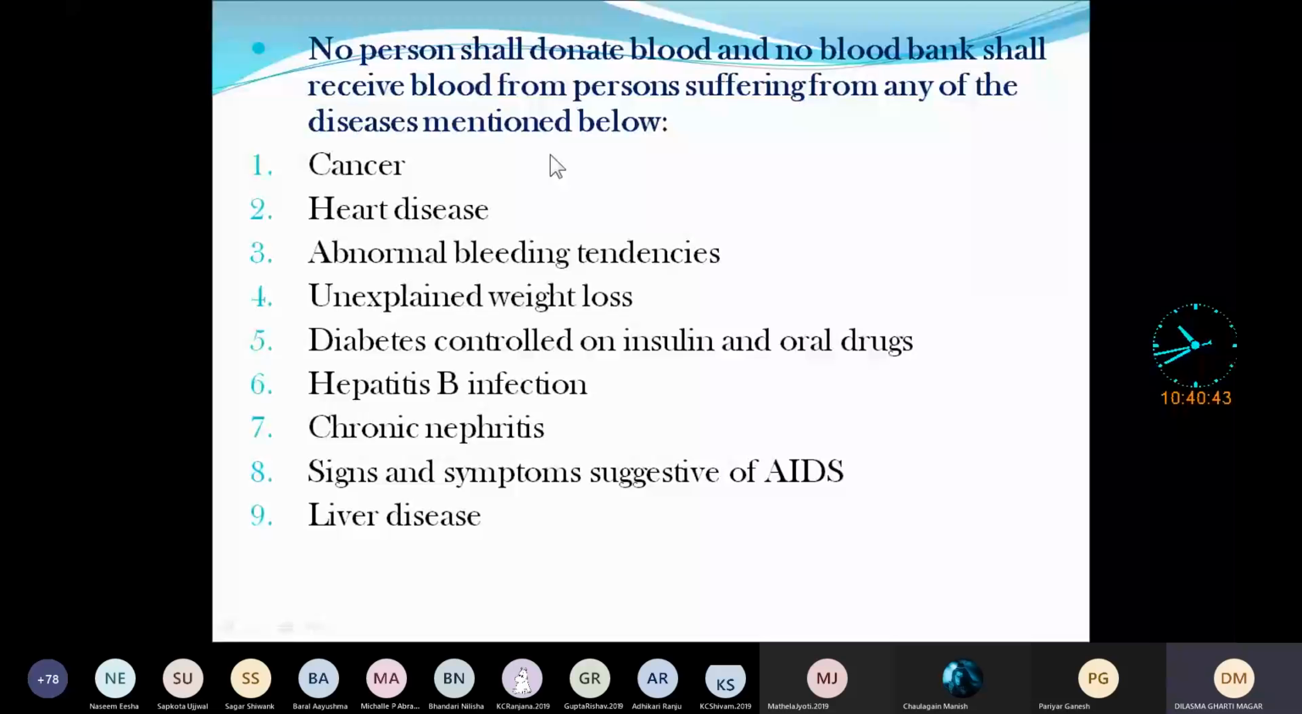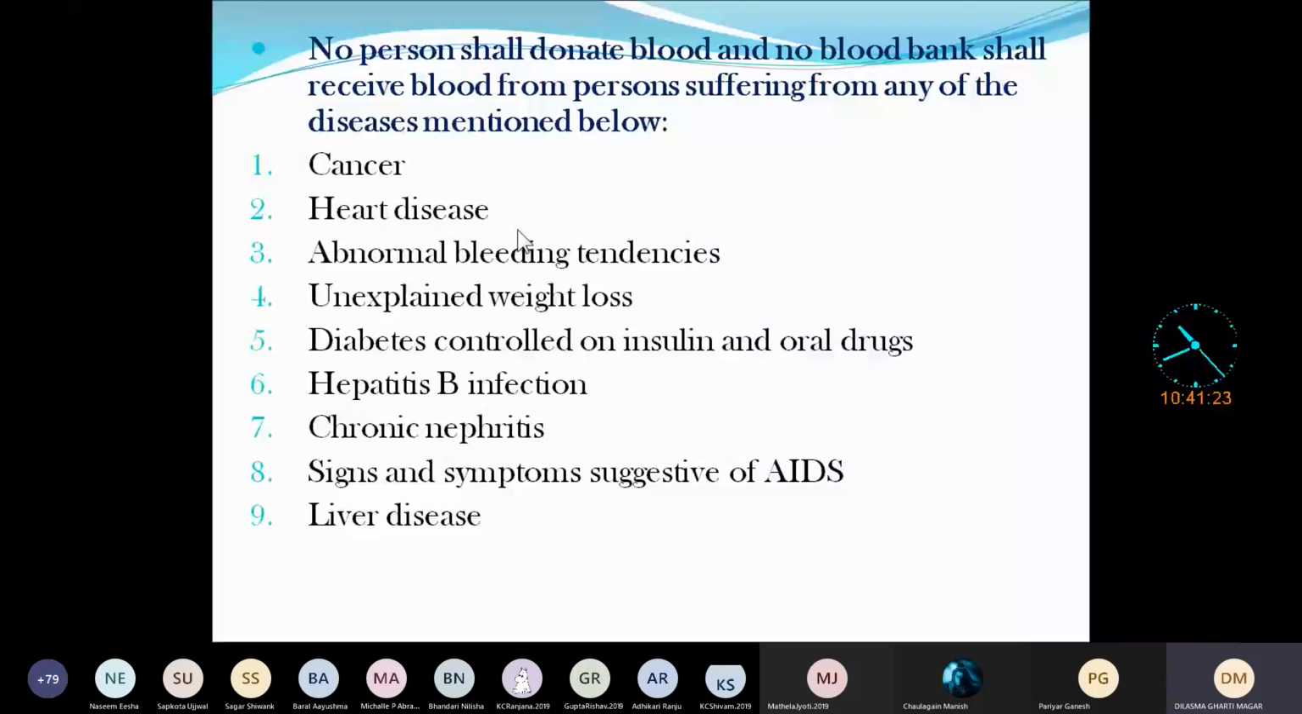Suppose one is cancer. In case of neoplasm or malignancy, the person should not donate the blood. And in case of heart disease also, there are different heart diseases, isn't it? In case of heart disease, the person should not donate the blood, because after donating the blood, 450 ml of blood will be less, isn't it? When the volume is less, the heart has to pump more blood, isn't it? So that's why we don't take the blood from heart disease patients.